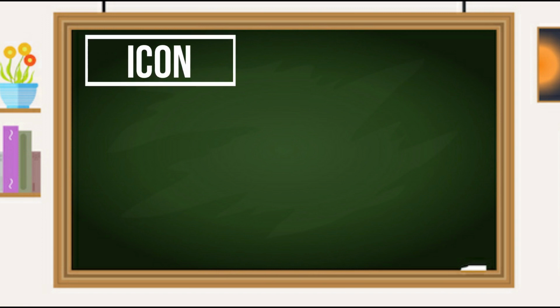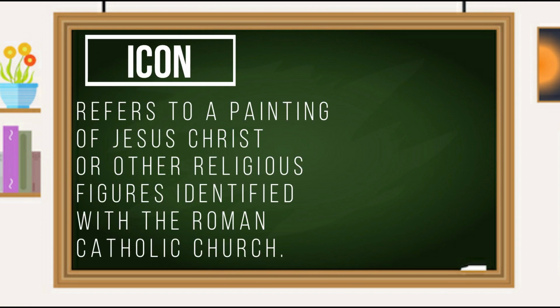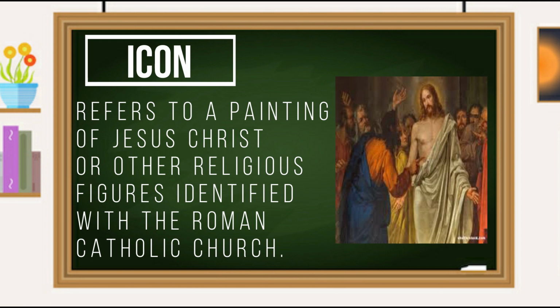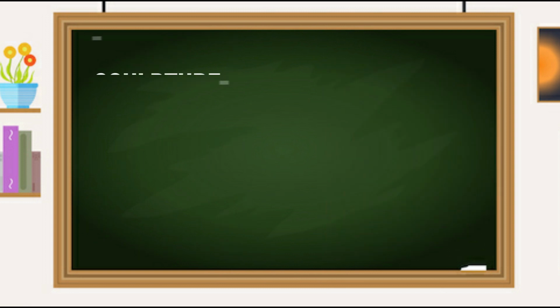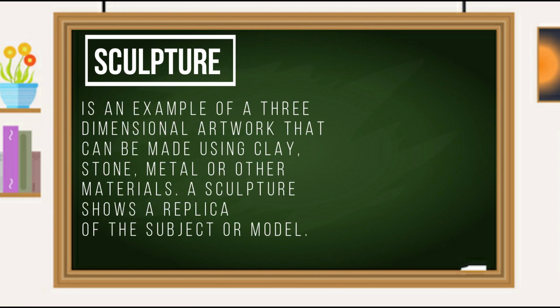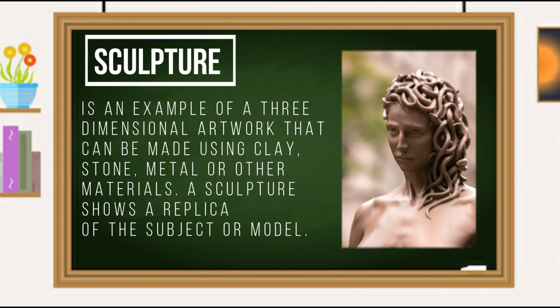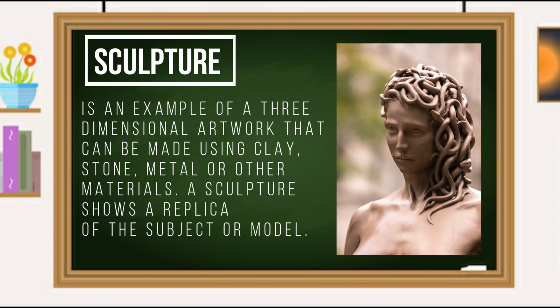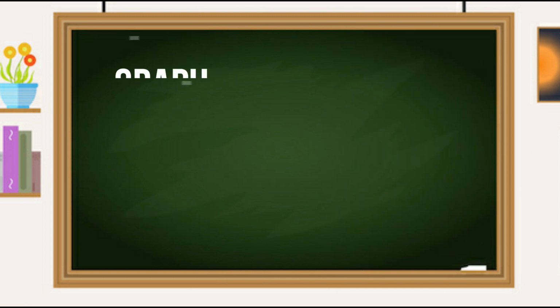Next is icon. An icon refers to a painting of Jesus Christ or other religious figures identified with the Roman Catholic Church. Another is a sculpture. It is an example of a 3-dimensional artwork that can be made using clay, stone, metal, or other materials. A sculpture shows a replica of the subject or model.